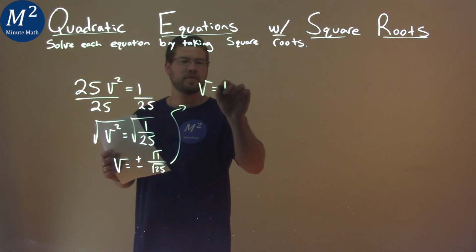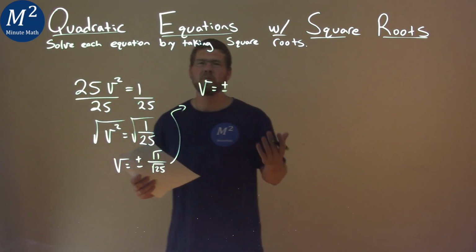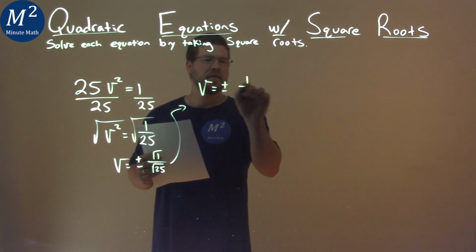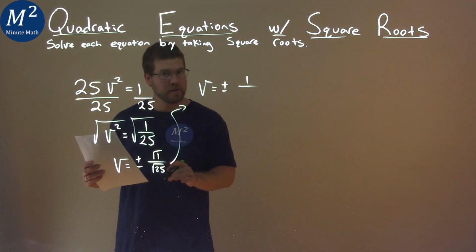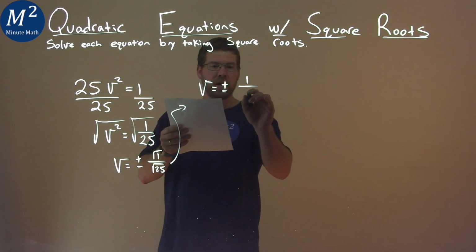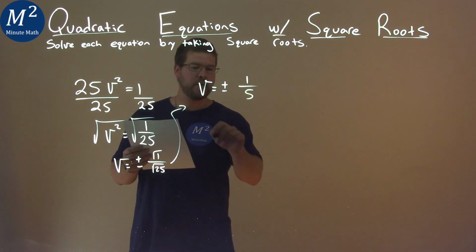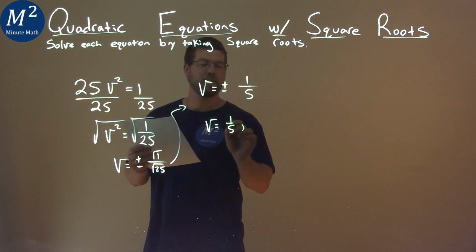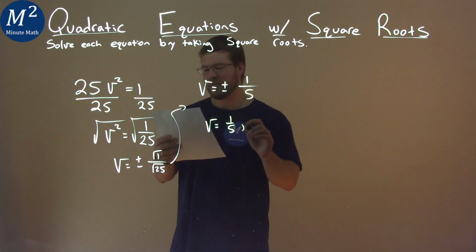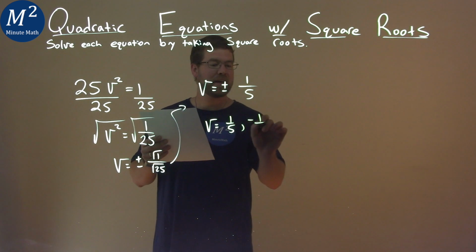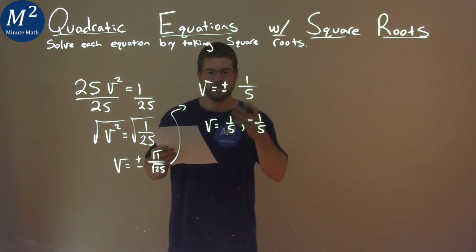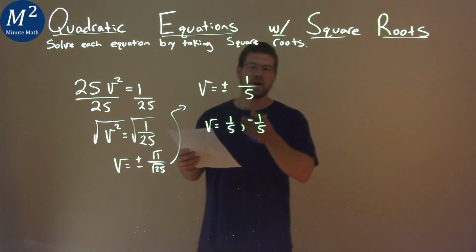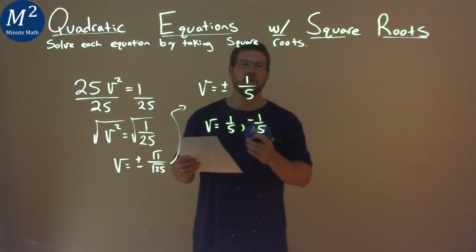V equals, it's a plus or minus still. Well, square root of 1 is 1. The square root of 25 is 5. And so we have v equals plus or minus 1 over 5. We can write it like this. V equals a positive 1/5, or plus or minus 1/5. So v equals a positive 1/5, and v equals a negative 1/5. And so that's our final answer. V equals a positive 1/5 and a negative 1/5.